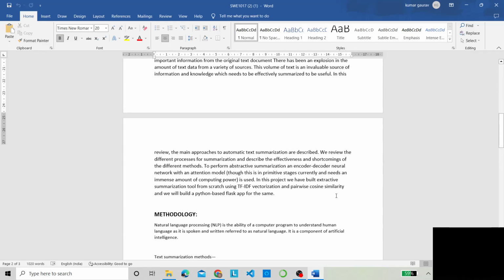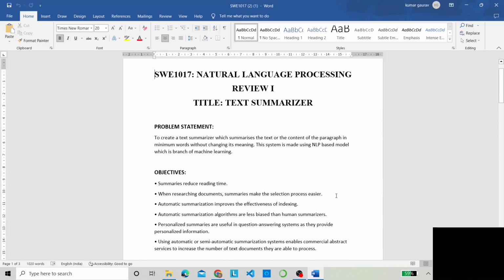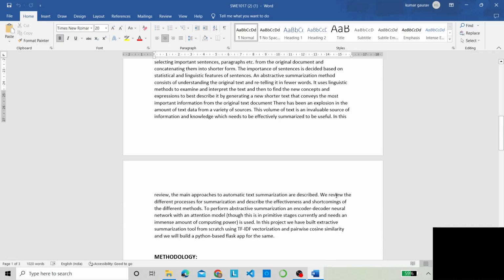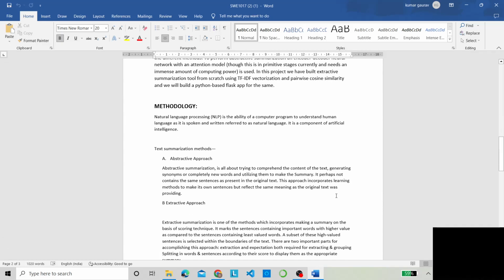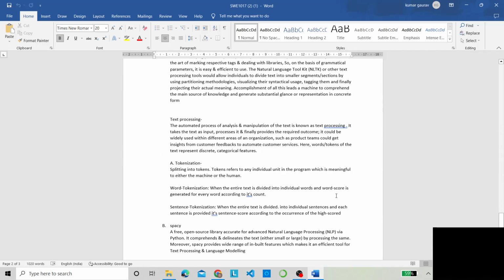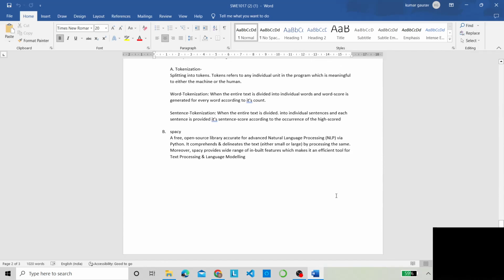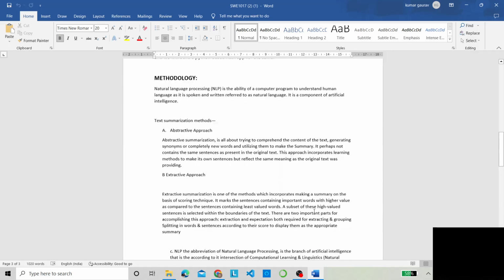And this is our abstract. Basically, we will be using these methodologies, which I already explained in the PPT. And at last, we will be using a Python library called spaCy. It is an open source library for natural language processing.